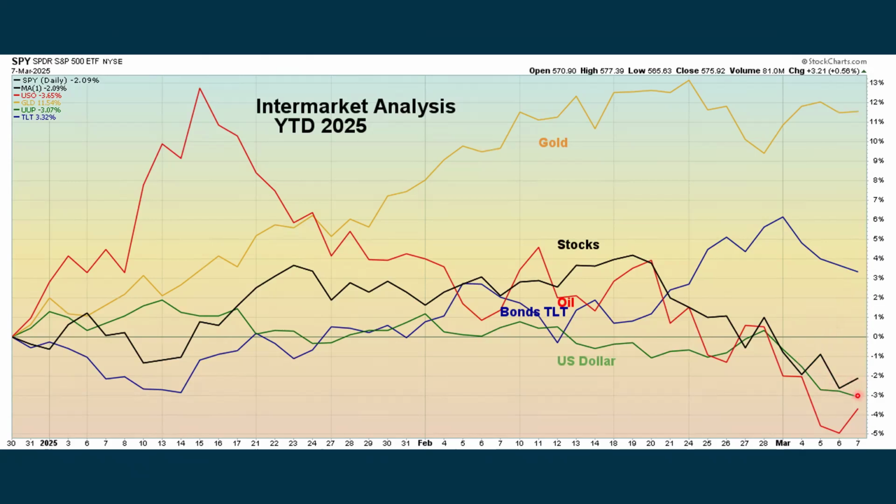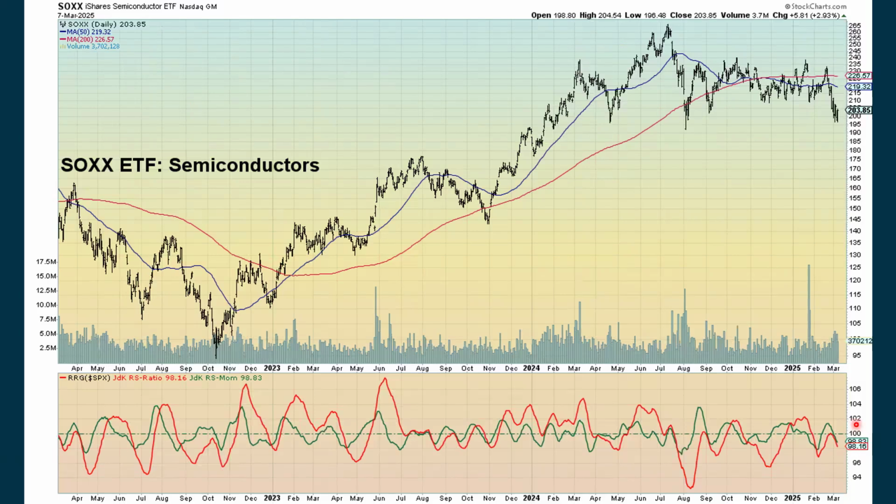The green line is the dollar, and the red line is oil. We look at the semiconductors. This is the SOX index. It's in a downtrend and showing some weakness. And we keep an eye on this, and I have a number of different ways to look at the semiconductors.